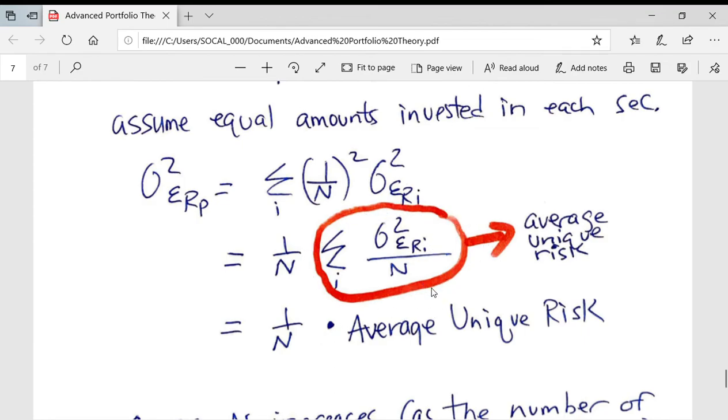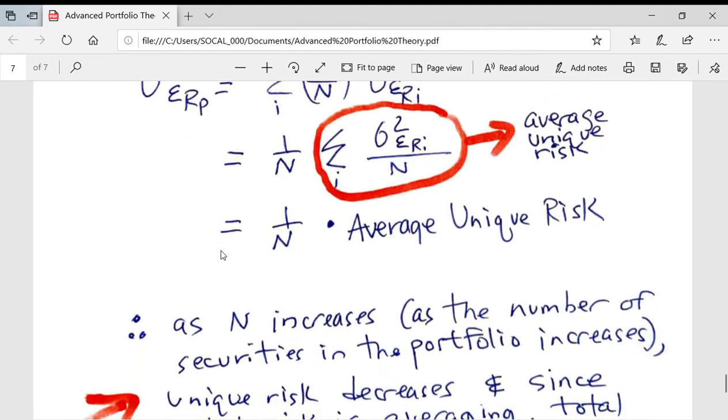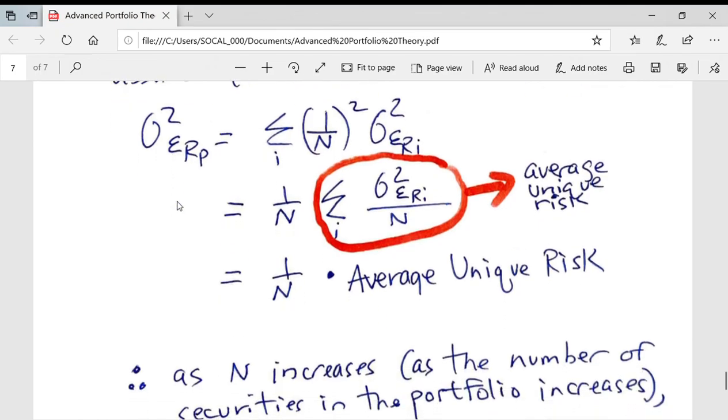Now look at what's showing here in this red oval. We are adding something and dividing by n. The thing we're adding is this. Well, whenever we sum something and divide by n, we get an average or an expected value. So we're summing this and dividing by n, so we get average unique risk. So this term right here in red is average unique risk. Note that that term, average unique risk, is multiplied by 1 over n, and I make that clear here in the next line. So the portfolio error variance is equal to 1 over n times average unique risk.